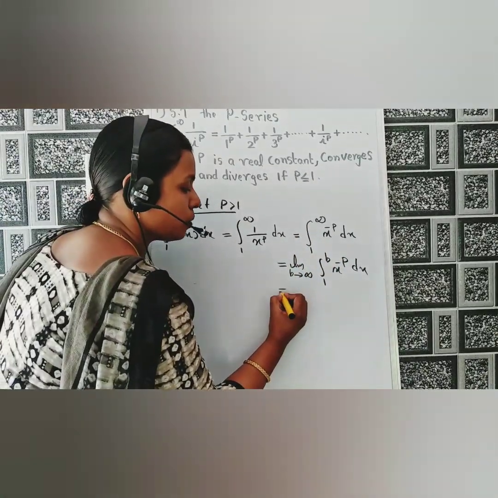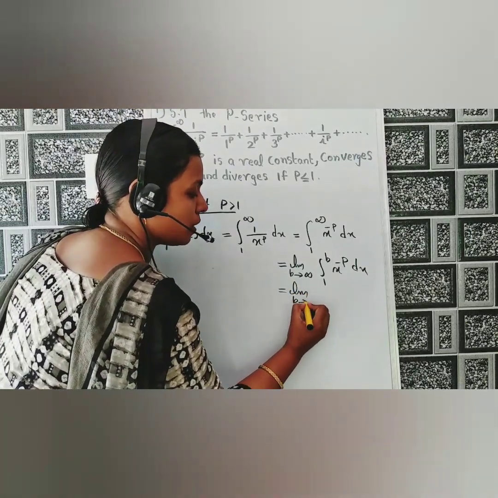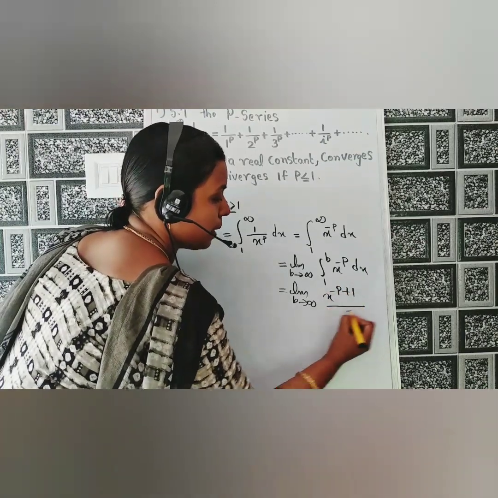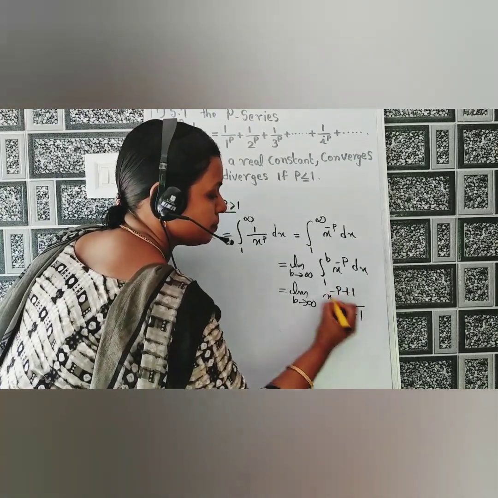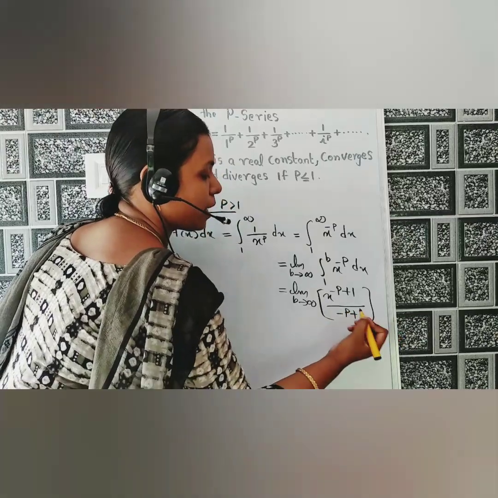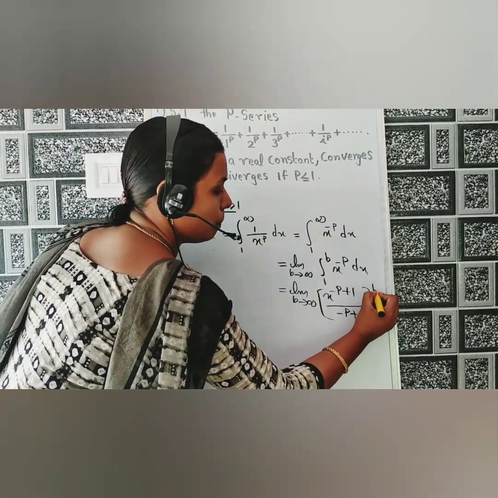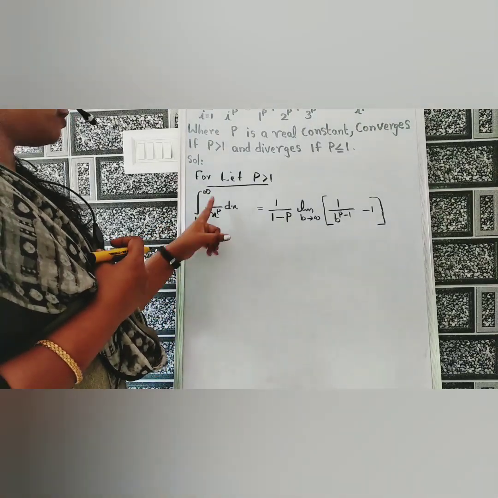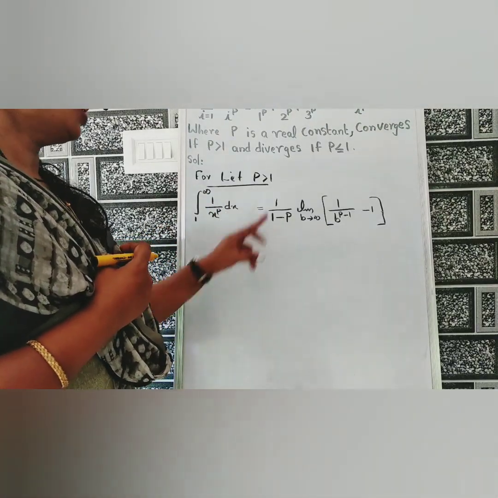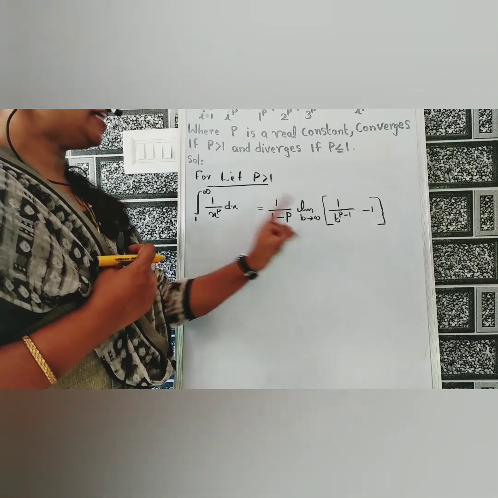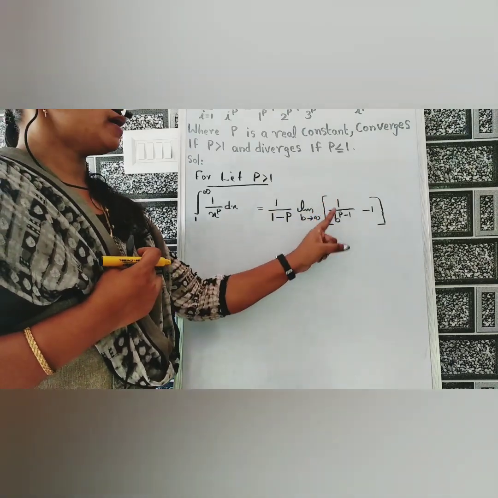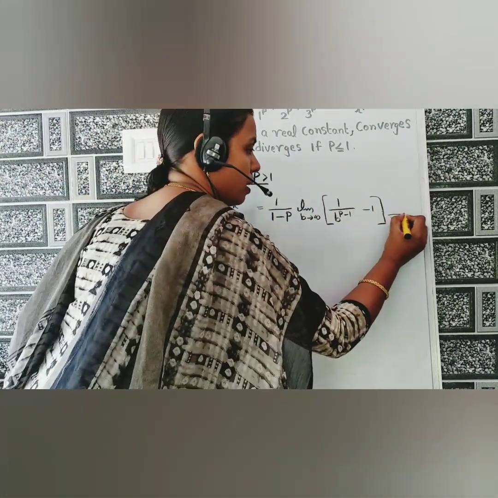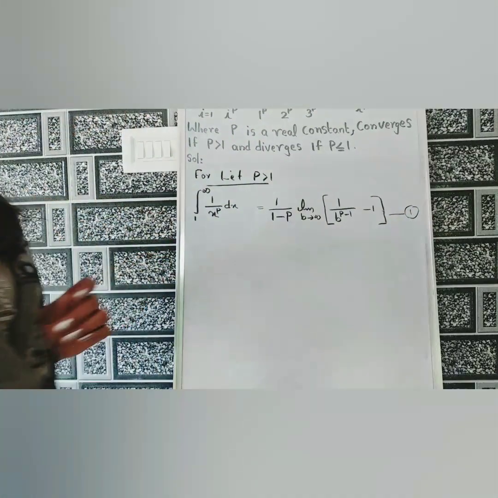That is equal to limit b tends to infinity, x raised to minus P plus 1 divided by minus P plus 1, from 1 to b. Now we get integral 1 to infinity 1 by x raised to P dx is equal to 1 by 1 minus P, limit b tends to infinity, of 1 by b raised to P minus 1, minus 1. Putting it as equation number 1.